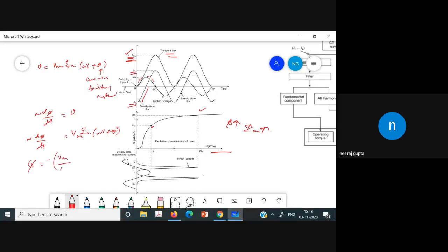So finally, phi equals minus Vm by n omega, cosine of omega t plus theta, plus k. You can verify it at your own end. Now k is the constant of integration, and the value of k can be found out.